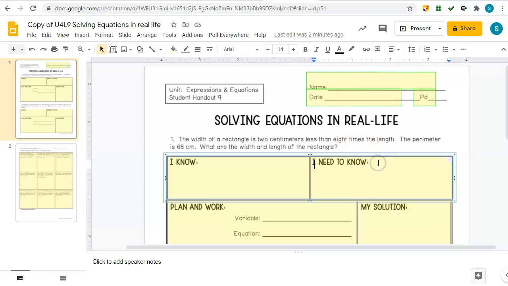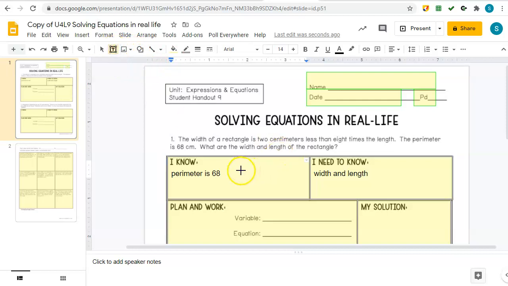So the last question is normally what I need to know. And I need to know the width and length. The thing that I know is the perimeter is 68. And I want to go ahead and draw a perimeter that relates the length and the width. Now in this case, I'm going to go ahead and just draw another little text box here.